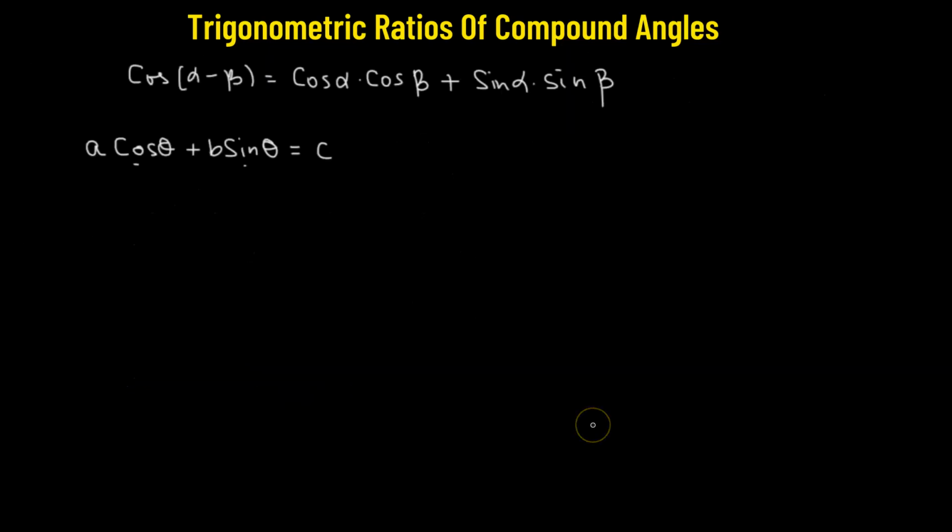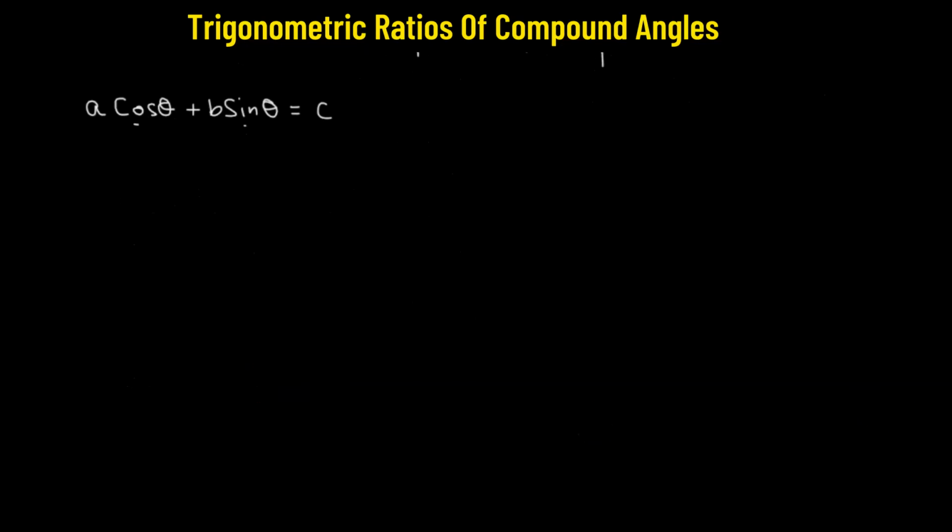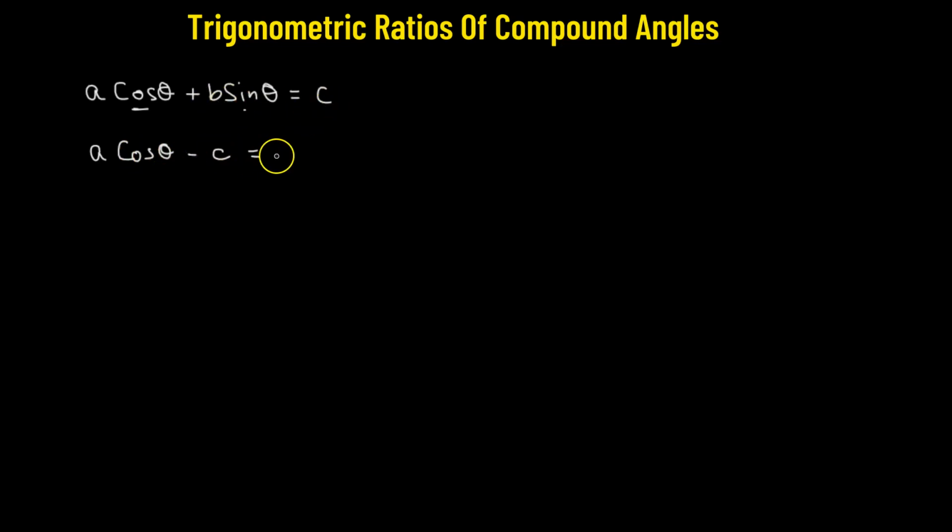So let us begin. It's a simple algebraic task. If we want to write in terms of cosine theta, we keep a cosine theta, transpose the c from the right hand side to the left hand side, and transpose b sine theta to the right hand side, so we have negative b sine theta. Now let's square both sides. So we have a cosine theta minus c whole squared, equals negative b sine theta whole squared.